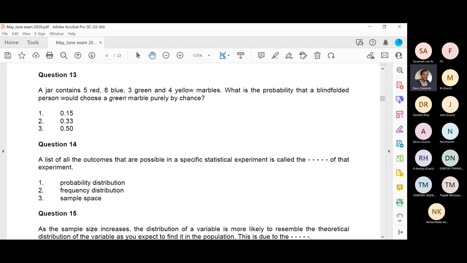Okay, now we're moving into calculations. Question 13. A jar contains 5 red, 8 blue, 3 green, and 4 yellow marbles. What is the probability that a blindfolded person would choose a green marble purely by chance? So here you will have to go find your calculators and calculate the probability of choosing a green marble.